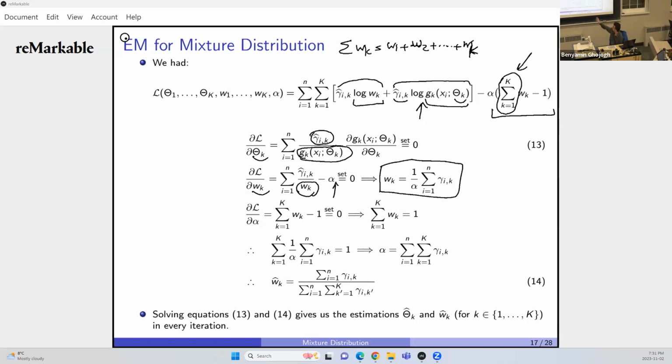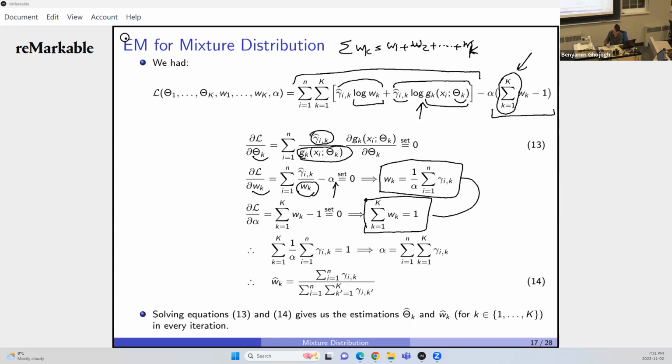Now take derivative of the Lagrangian with respect to the dual variable. What happens? The whole first two terms are constant with respect to alpha, so they go away. And this is linear with respect to alpha. So it becomes this equal to 0. And it gives us back the constraint. Usually when you take derivative of the Lagrangian with respect to the dual variables, it gives you back the constraint, usually.